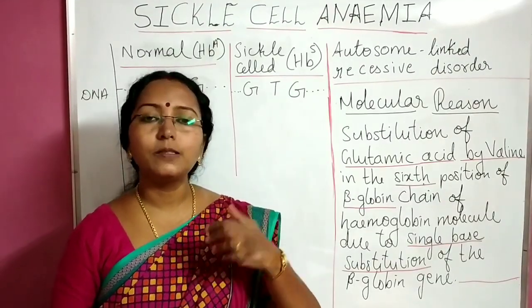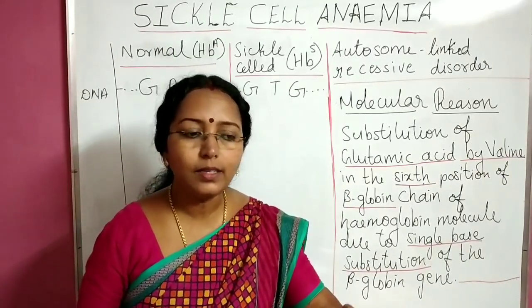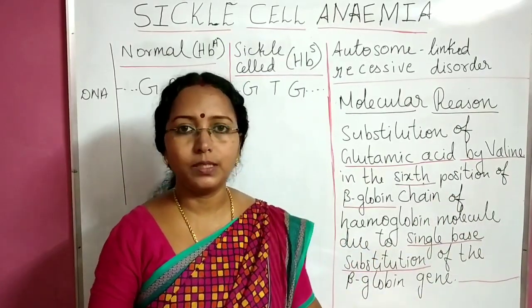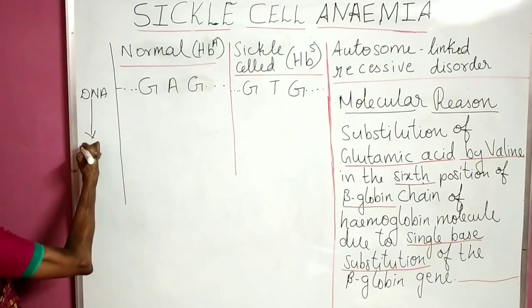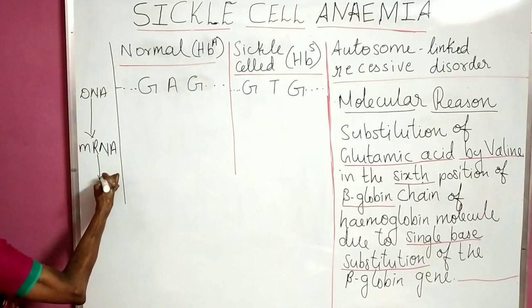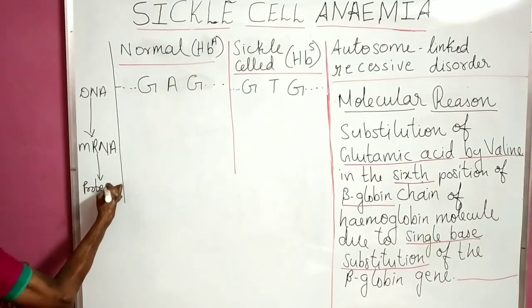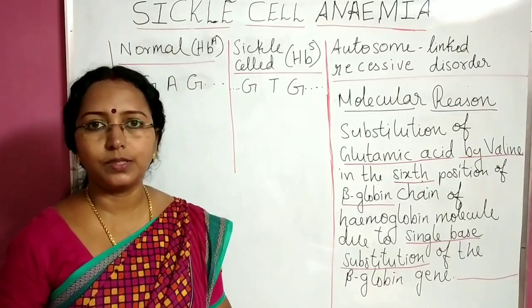That means the message is passed on from DNA through the mRNA to the proteins for the production of proteins. So from DNA through mRNA, what is produced? The protein is produced. How are the proteins produced? By linking amino acids, the proteins are produced.